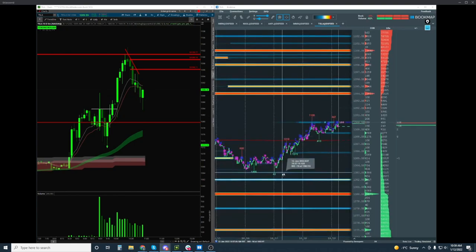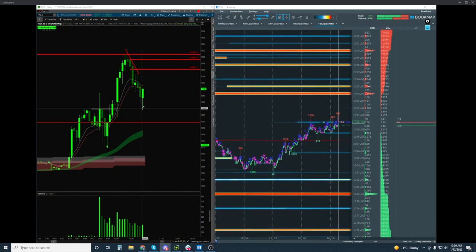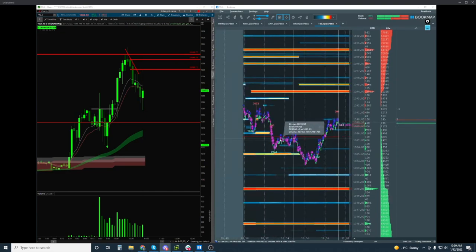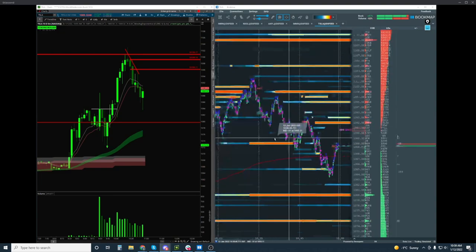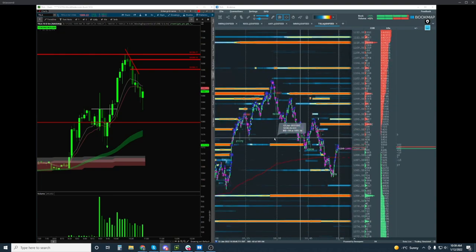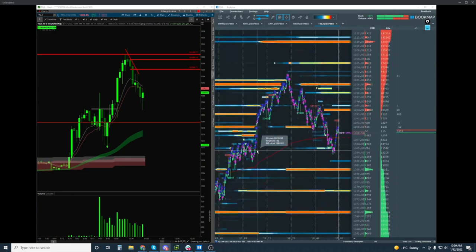You can see over here we have a double bottom on this dip. No clear support like we see often. Okay, so no clear level for me to enter on this dip. We have a break in the VWAP right away, push back up.